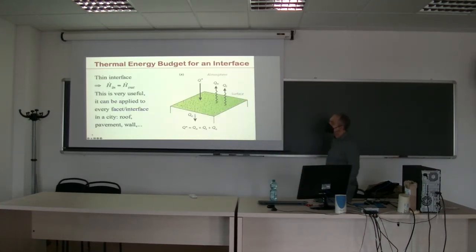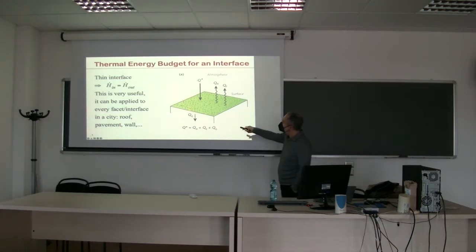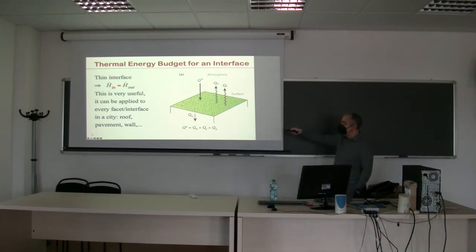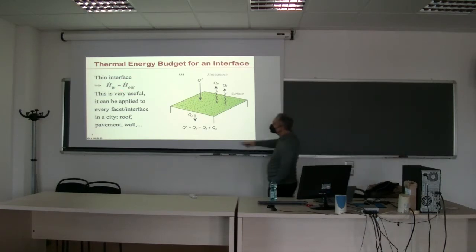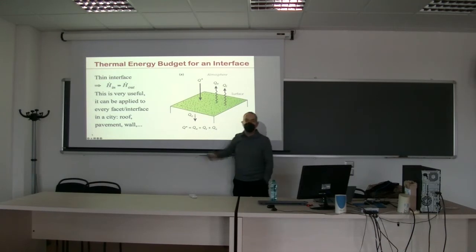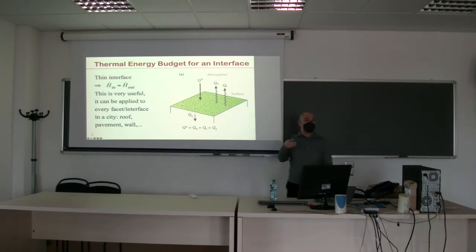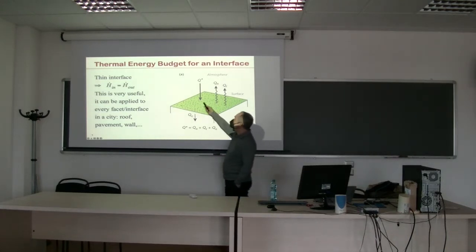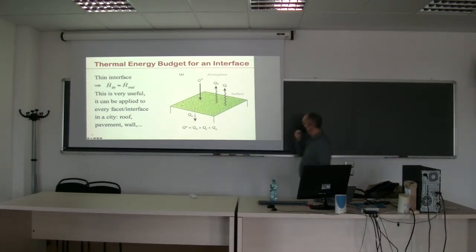So this is important because if we can say that, let's say for the very thin interface of a grass surface with the atmosphere, if the interface is very thin and H in is equal to H out, then basically we can write a budget of what goes in and what goes out without considering the change in the storage. So we can say that, for example, in this picture, typically in the atmosphere, we have radiation coming in as Q star. This is kind of the net radiation term.